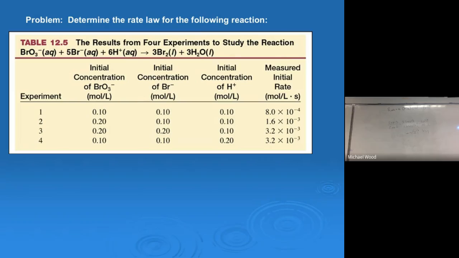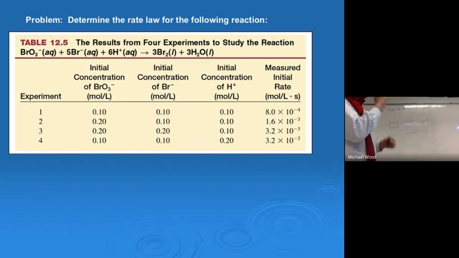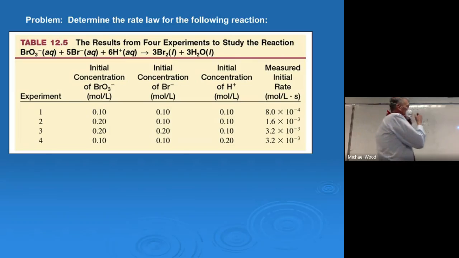Okay, so in determining Z, what's the combination I want to use? 4 and 3? I thought it was 4 and 1. Either way. Well, Liza, you could have done 4 and 3. I'm going to talk about one like that tomorrow or the next day, but probably 4 and 1, right? Because in 4 and 1, the BrO3 negative and the Br negative are constant, but the H plus is changing.